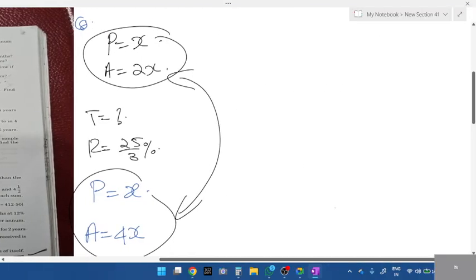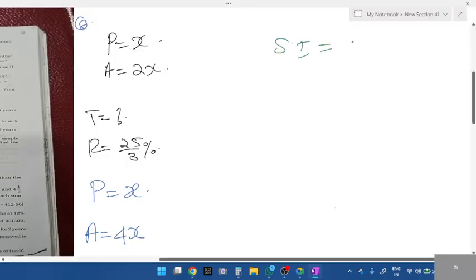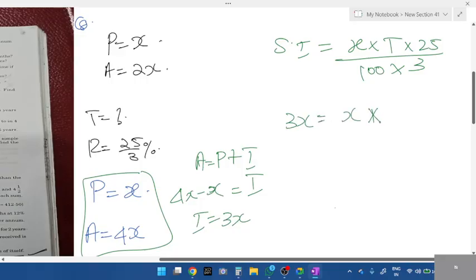Now, according to this, what is the simple interest formula, students? Tell me the simple interest formula. Yes, what is the P value? P value is x, into T value, we don't know. What is R? 25 by 3 into 100. When principal and amount are given, how do you find simple interest? A is equal to P plus simple interest. If you want to find it, 4x minus x. What is it? Right, 3x here. 3x is equal to x into, yes.